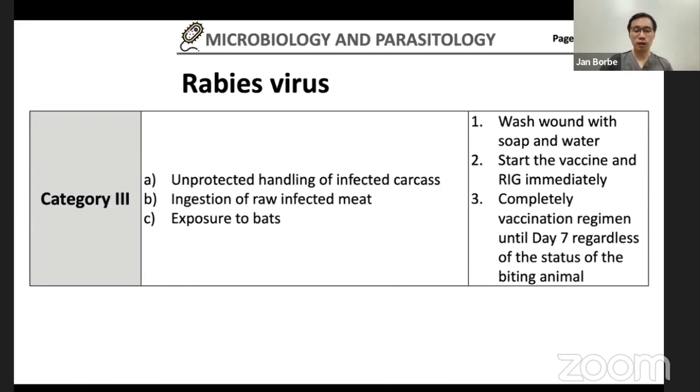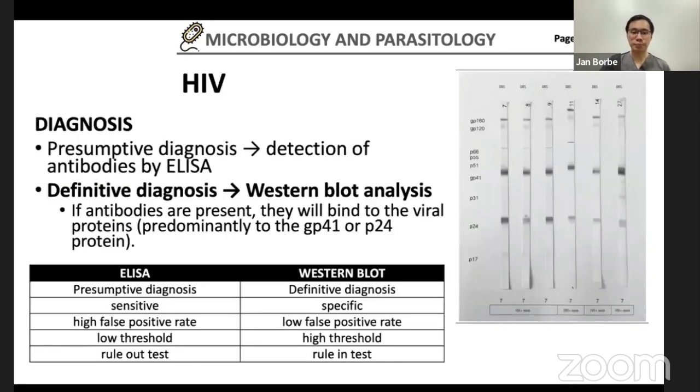Okay, other situations under category 3: exposure to bats, ingestion of raw infected meat, and handling infected carcass. So vaccine and RIG immediately.